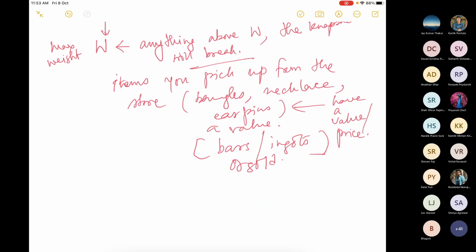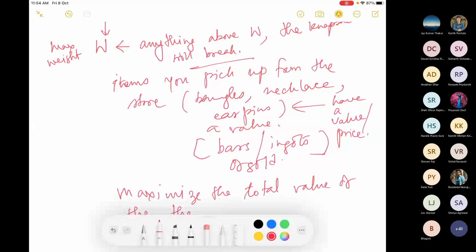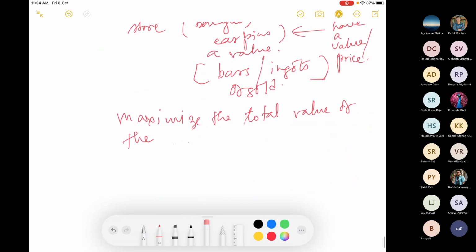Now your dilemma as a thief is to maximize the total value of the items that you steal, without breaking your sack.